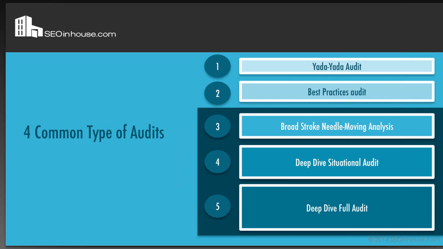You got to remember that it takes a lot of time to go out and gather some of the data. What you really need is the analysis of that data. So I'm not a big fan of these yada yadas, and neither is anyone who's received them.